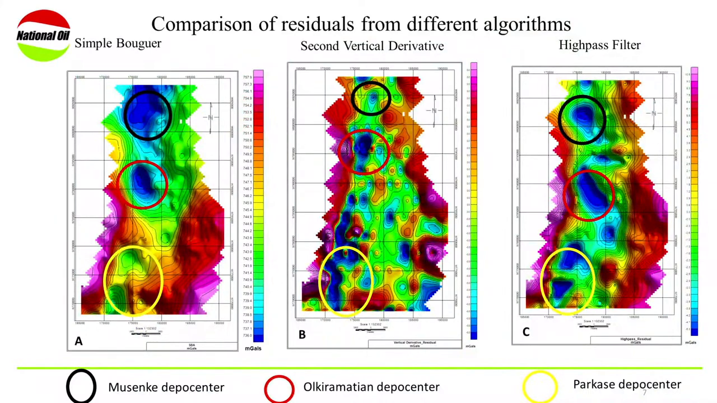Because residuals are important, I had to develop some residuals. There are so many algorithms that can be used to develop residuals, and none of these algorithms is better than the other. So this simple Bouguer, the second vertical derivative will give us a residual, and high pass filter will give us some residuals. Well, the vertical derivative gives us pockets of depot centers, as you can see, but high pass filter basically gives us just predominantly three depot centers, and is able to show us that the southernmost depot center, the Pakase, is splitting into two.